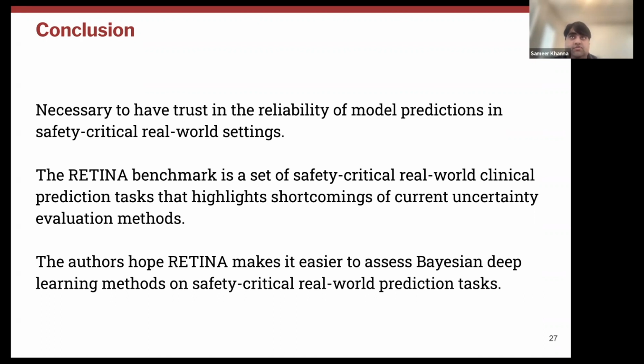They show that this benchmark highlights various shortcomings of existing uncertainty quantification methods and demonstrate that selective prediction can help identify which methods might fail when deployed as part of an automated diagnosis pipeline, while standard metrics like AOC fail to do so. The Retina benchmark was designed with the hope that it makes it easier to assess Bayesian deep learning methods on safety-critical real-world prediction tasks.